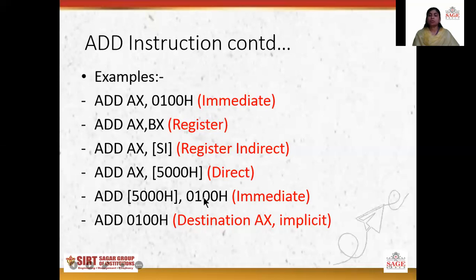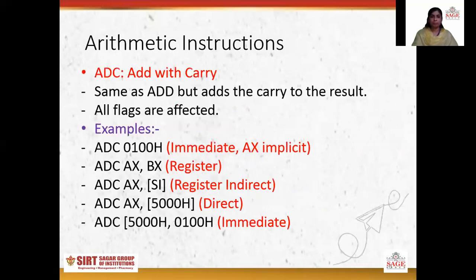This immediate data 0100H will be added with the direct addressing mode example. At this address the operand will be stored, and that operand will be added with this immediate data, and the addition result will be stored again at this memory location. In the last example, the destination will be the AX register. In this way, the ADD instruction will be performed.